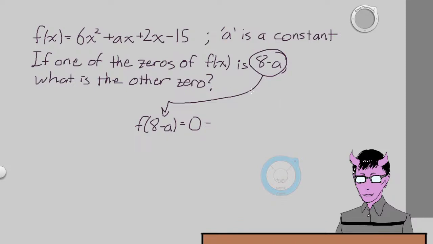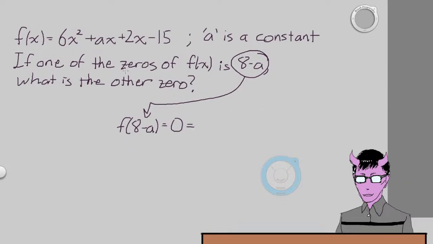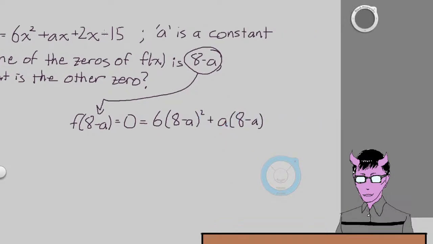So a little bit of distributive property. Nothing too exciting, though. So we're going to have a 6 in parentheses 8 minus a squared. Again, this is just x value replacement with 8 minus a. And then we have this one right here. So plus a, we don't know what a is, of course, times 8 minus a. And then plus 2 times 8 minus a. And then lastly, minus 15.